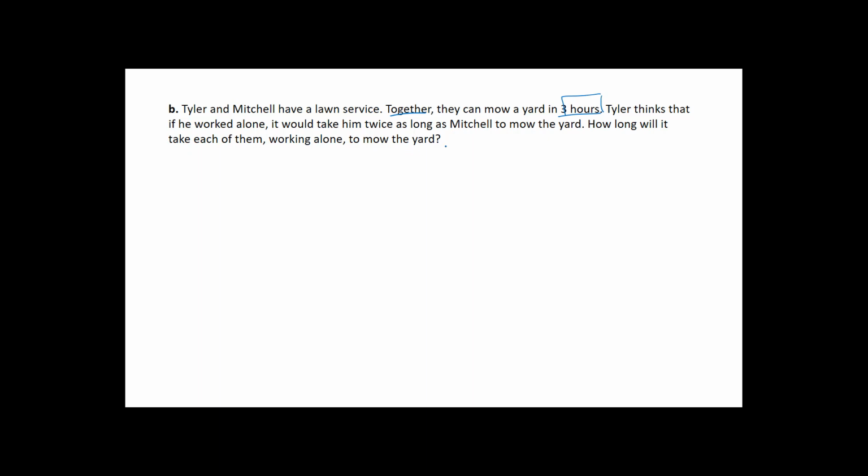So remember, our basis of our equation is that if we know Tyler's rate plus Mitchell's rate, we will get their combined rate. Again, remember rate is defined to be the work, which is in this case 1, 1 job divided by the time. So what do we know in this case? We know that their combined time is 3 hours, so their combined rate is 1 divided by 3.